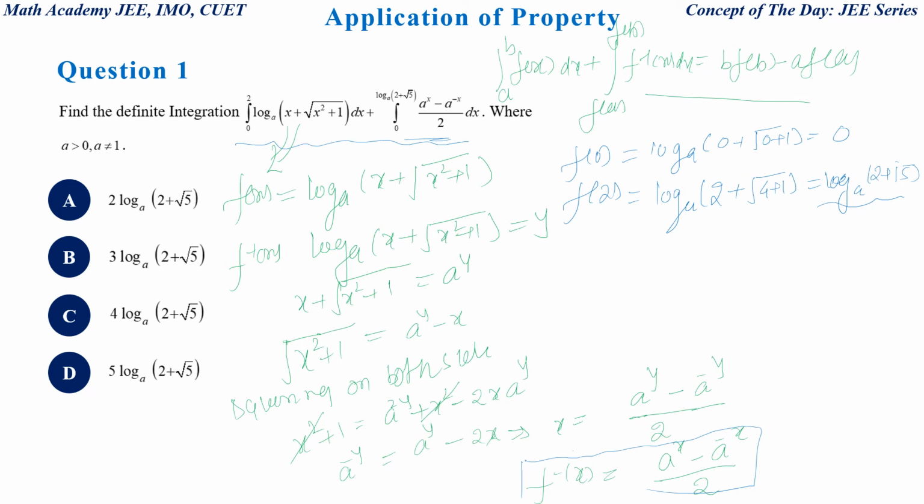The rest thing is what? In order to find the answer of this question, you need to multiply the upper limit with the upper limit of the second integration minus the lower limit with the lower limit of the second integration. This is nothing but 2 times log base a of 2 plus under root 5 minus 0. This is the final answer, and you can get option A is correct. This is a very good way you can solve this problem.